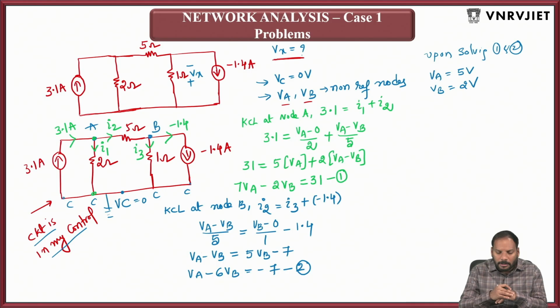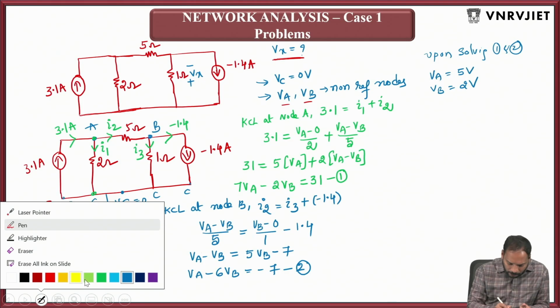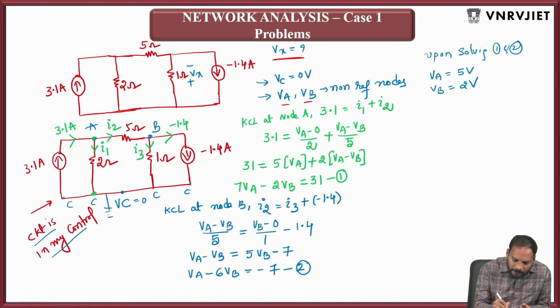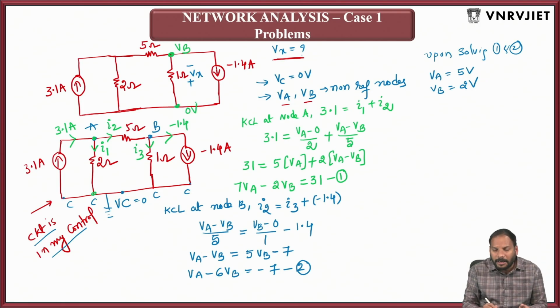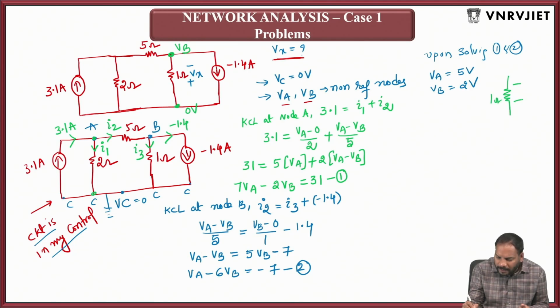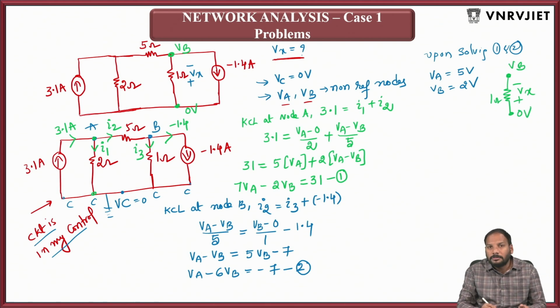Okay, because our calculation is what? Vx. So if you clearly observe, I am going to the original problem now. So in the original problem, this potential is VB and this potential is 0 volts that we have taken, right? So that means I'll try to redraw the circuit now. So this is 1 ohm. So this is minus plus Vx. So this potential is VB and this potential is 0 volts.